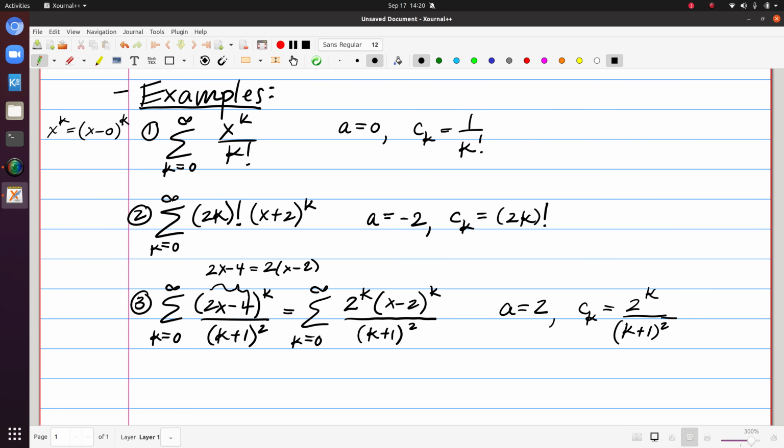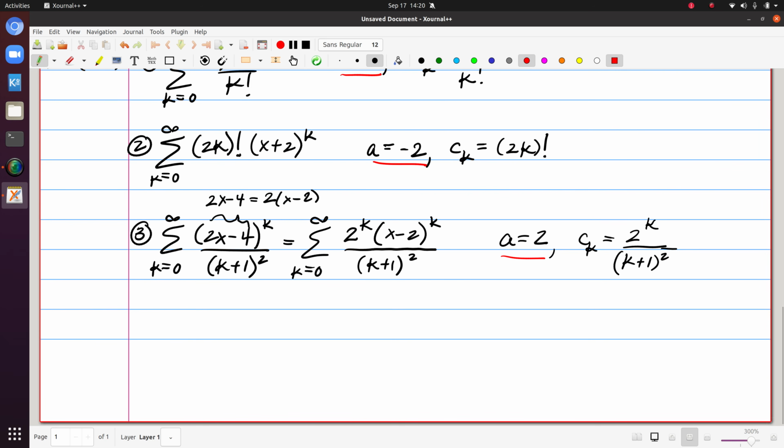The other thing I'll point out about the center in every one of these cases, and notice that it's always the value of x that you can plug in that effectively results in 0. So that's another kind of quick way to identify the center of our power series.